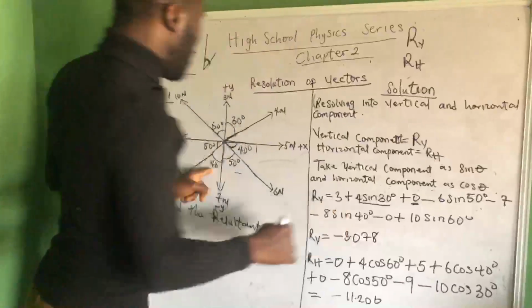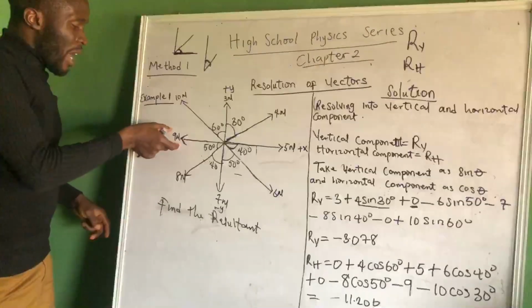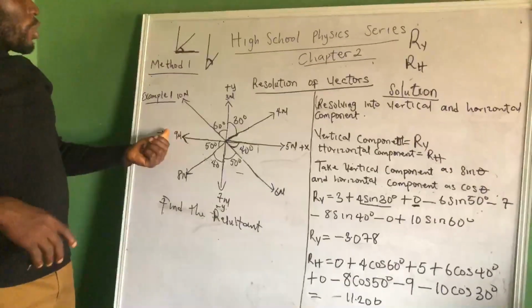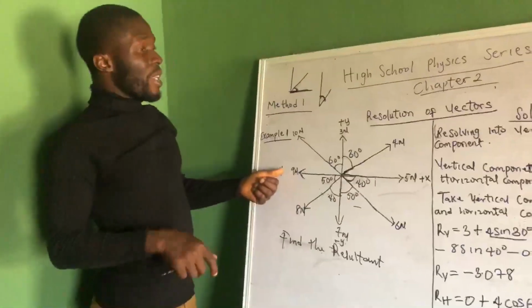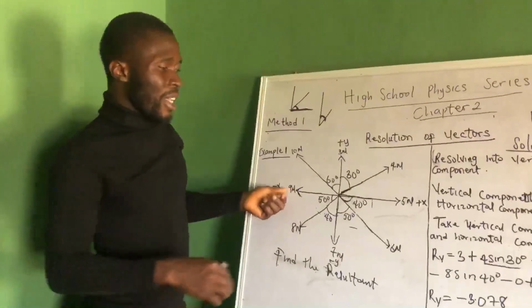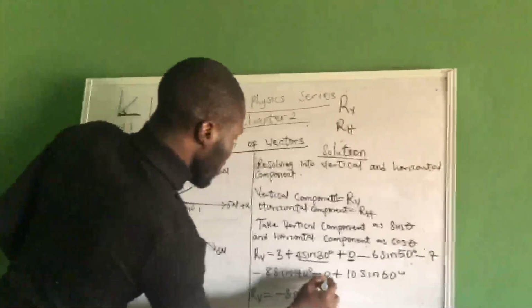Minus 8 sine 40. Then after that, we have 9. But 9 is on the horizontal component, on the x-axis, and we are resolving along the vertical component. So the 9 is taken as 0. So minus 0.